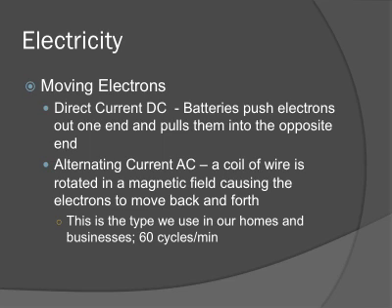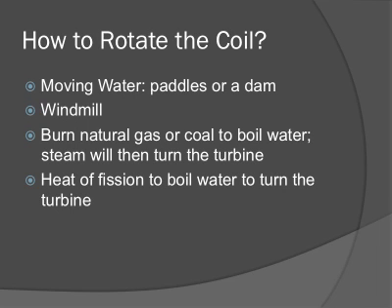So, how do we rotate the coil? Because 60 cycles per minute is pretty fast. How in the world are we going to maintain that for a very long period of time? Well, there are several ways. Moving water, that's why we have dams. A lot of times dams are created to, one, create a lake, two, create electricity. As the water flows through the dam, it runs over paddles. The paddles turn the turbine, creating electricity. We have electricity for our houses.